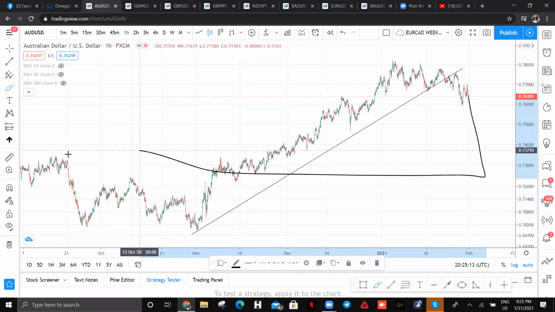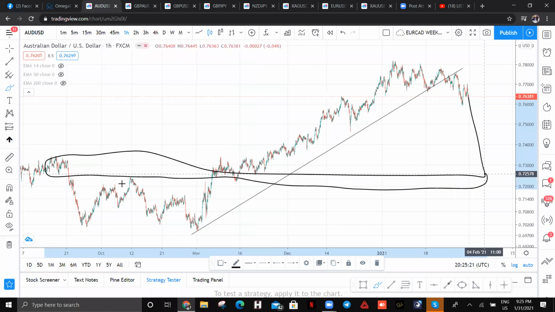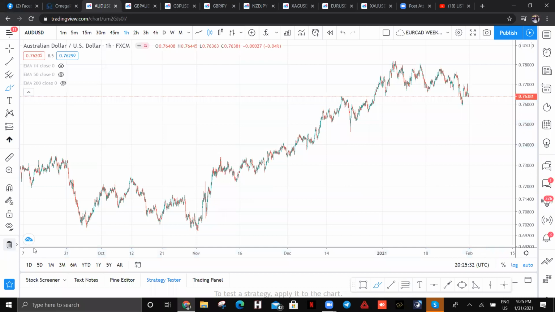You can see there's a long support area somewhere around here. You can see that support area. So there's a tendency that price may likely drop here. So how am I going to determine where that price is going to drop? This is what we're going to do.